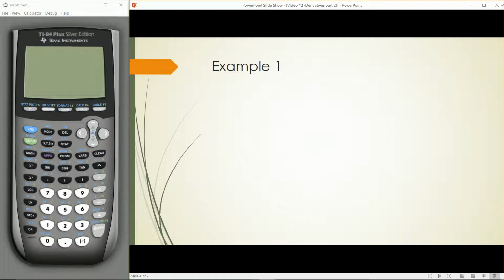So let's take a look at this example. If you want to do it yourself, feel free. Go ahead and pause it. I'll give you a second. All right. Hopefully those who paused it have come back and are now seeing how they did.